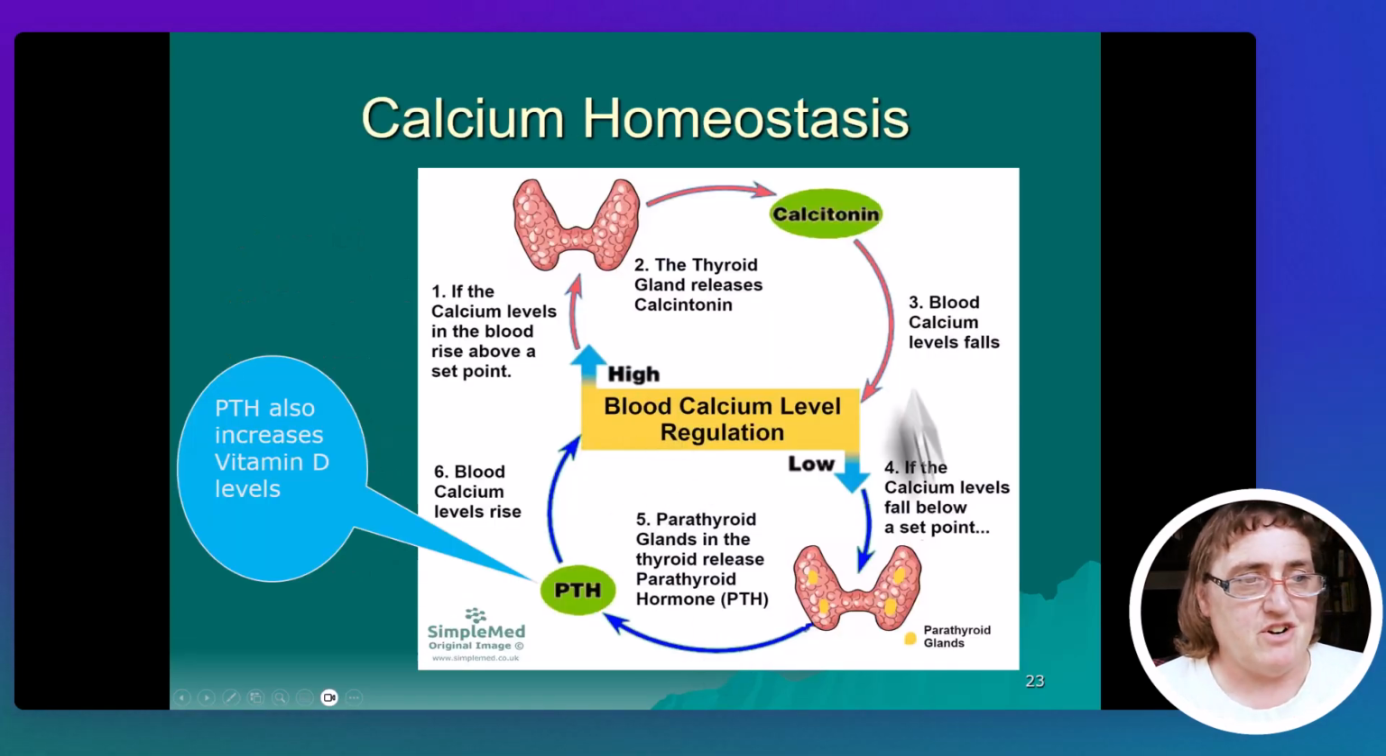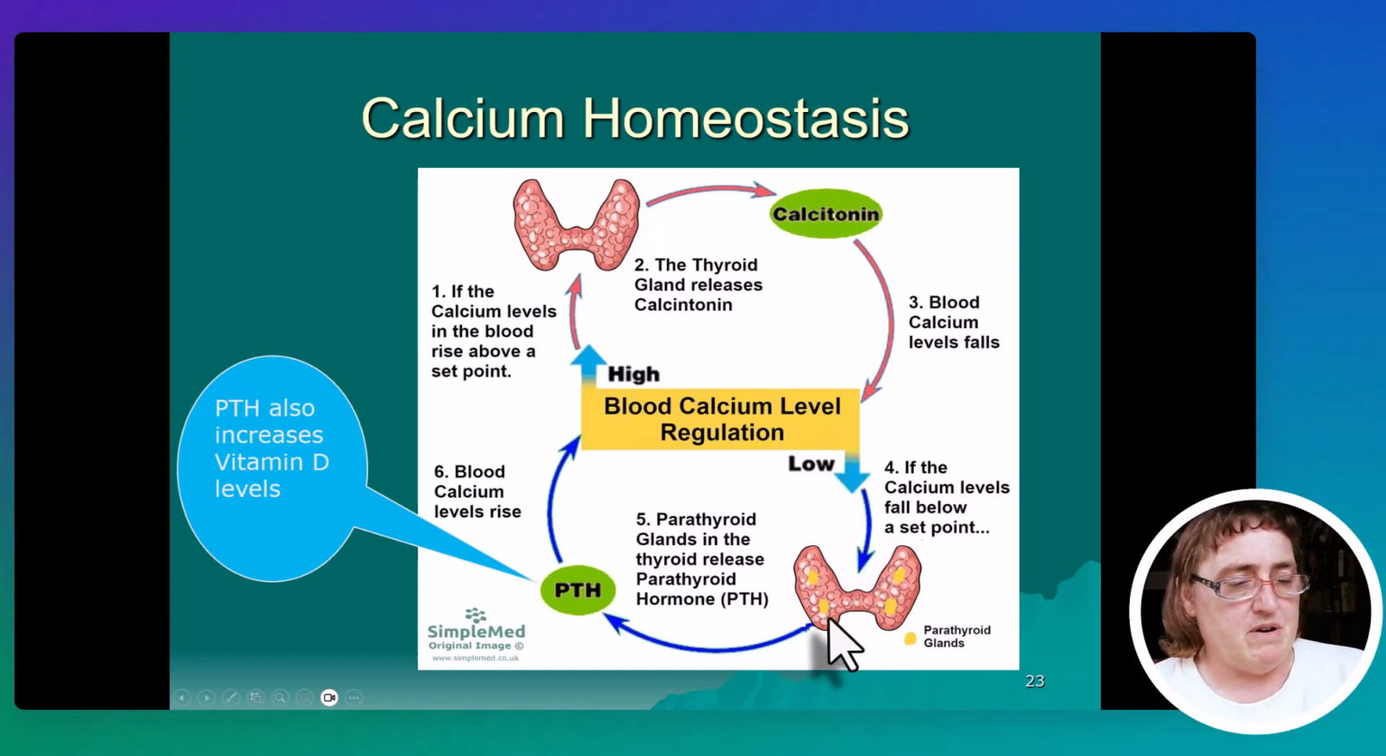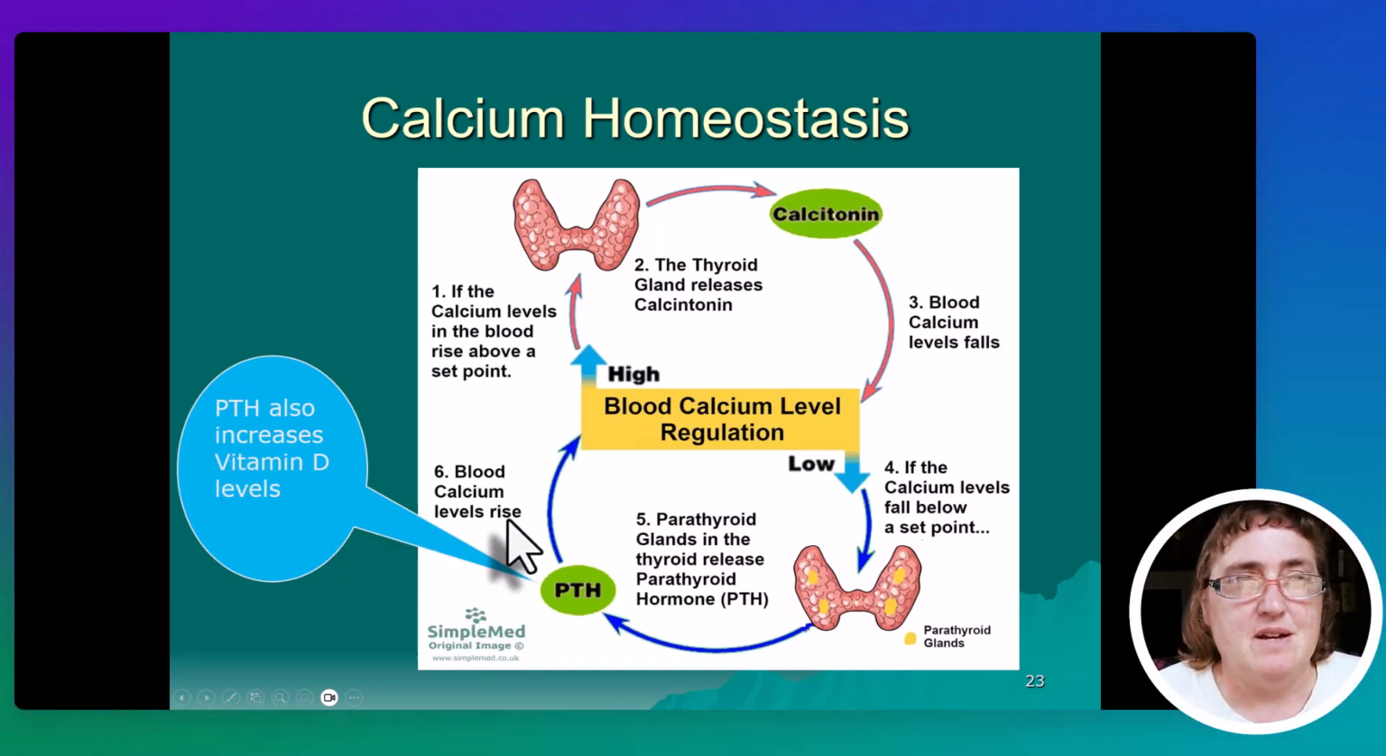So here's a picture of that balance. You've got blood calcium. If it goes too high, calcitonin is released to bring it back down. If it goes too low, parathyroid hormone is released to bring it back up. And again, parathyroid hormone can also tell you to make more vitamin D. So if you think about it, there are 3 hormones involved in regulating calcium. Calcium must be pretty darn important in the human body.